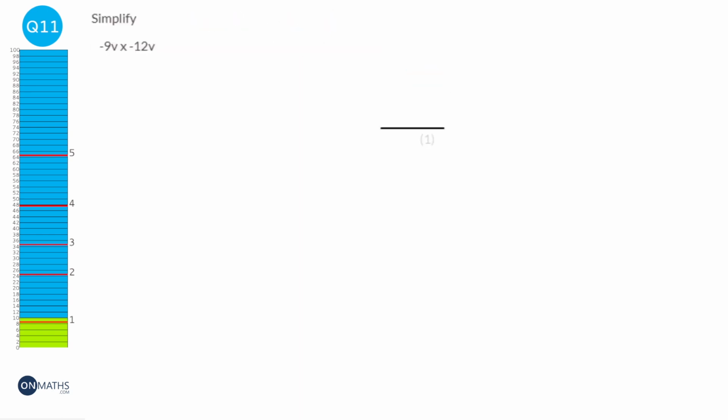Whenever we multiply two negatives, we always get a positive, so we know our answer will be positive. We're going to do 9 times 12, which is going to be 108, and v times v, which is going to be v squared. So I'm going to start just by copying this question.